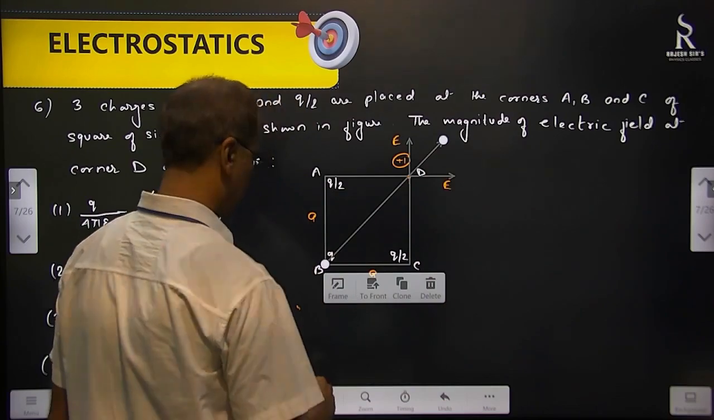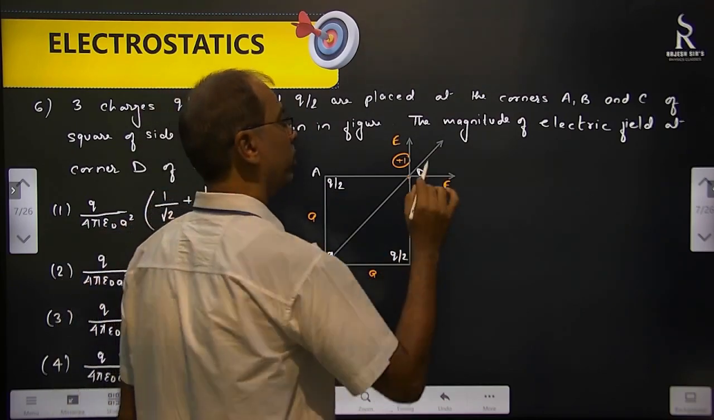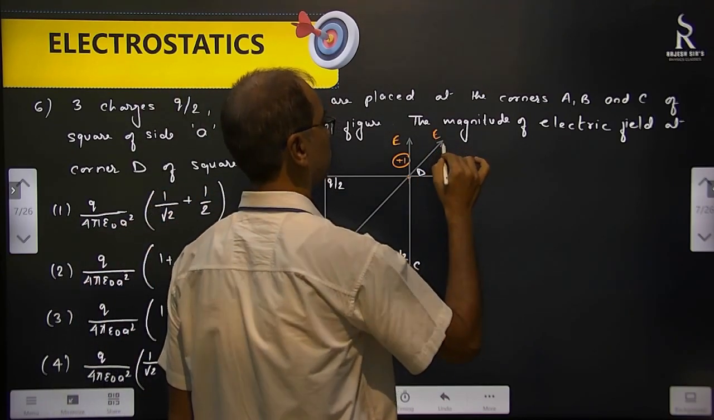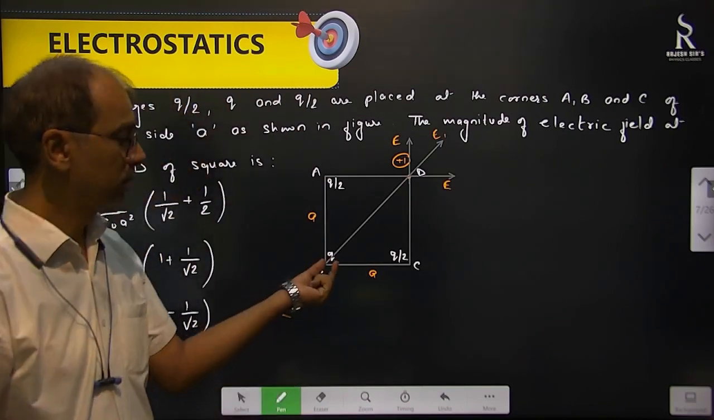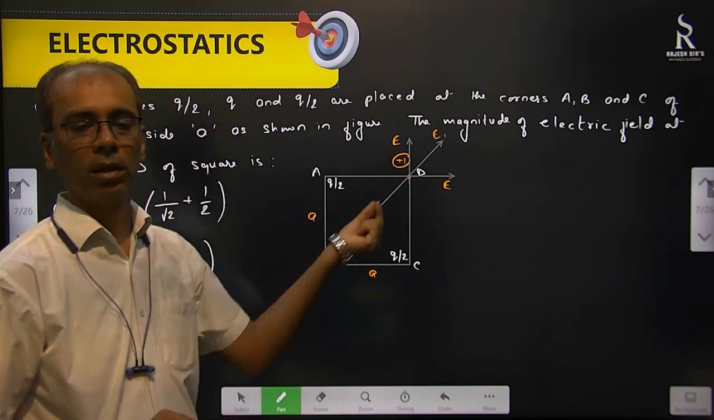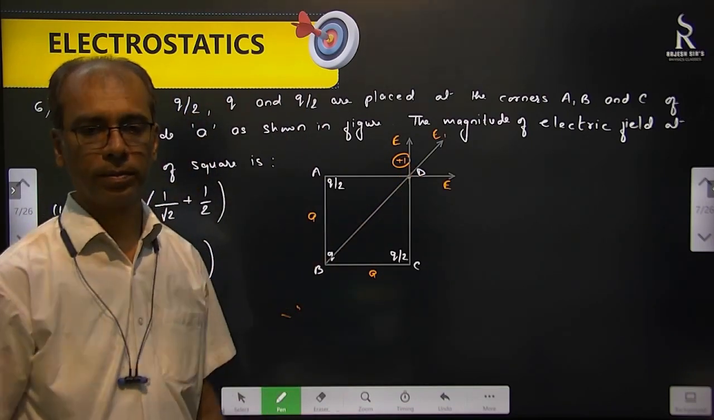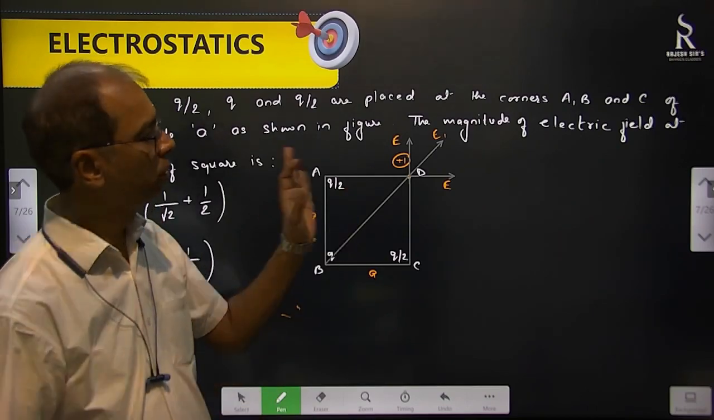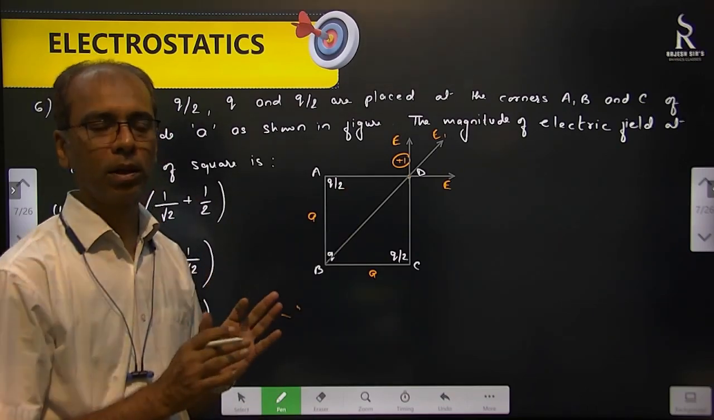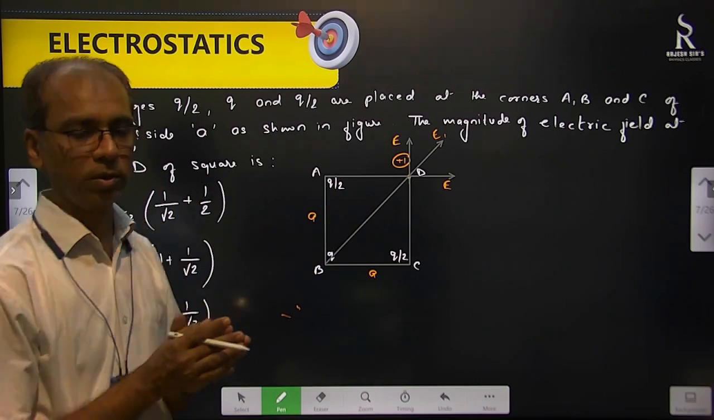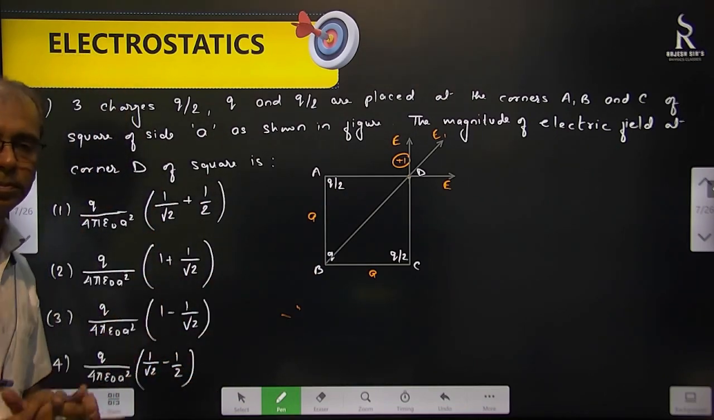Okay. And how much is it? Is it E? No. We'll write it as E1. Why? Because the charge is different and this distance is also different. So first of all, I am just going to write what is E and what is E1, and then we'll calculate how much is the net, because only the net is asked.